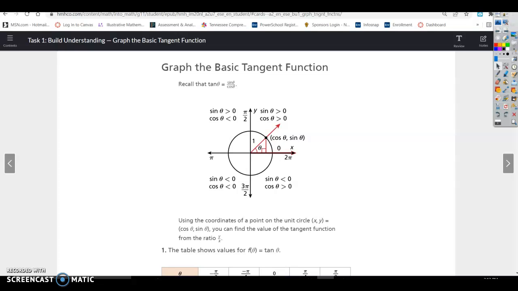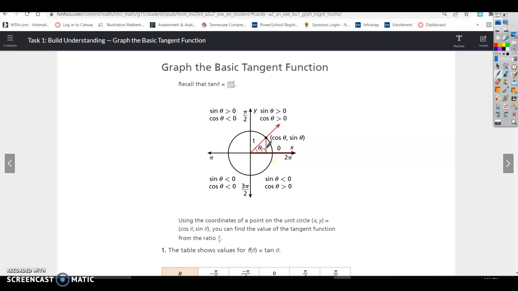Lesson 16.2, Task 1. Graph the basic tangent function. Recall that the tangent of theta equals sine over cosine. All right, and we're going to review looking at the different quadrants, and this just summarizes what the signs are in each one. So remember, your cosine is your x, your sine is your y.